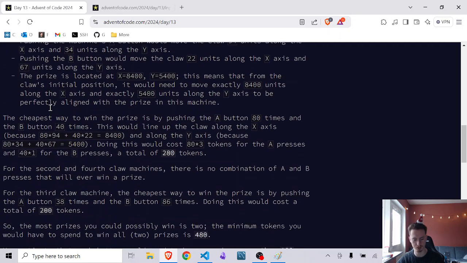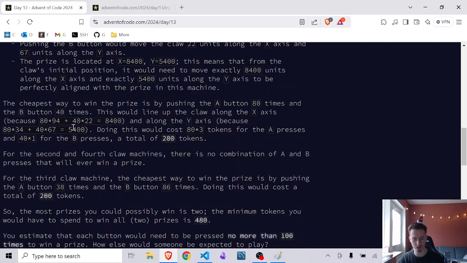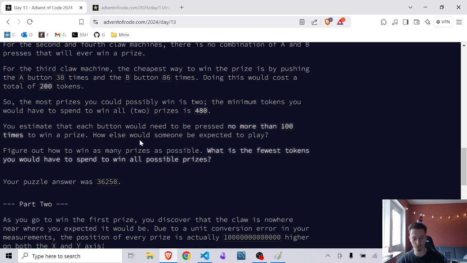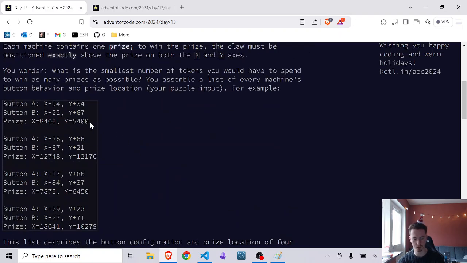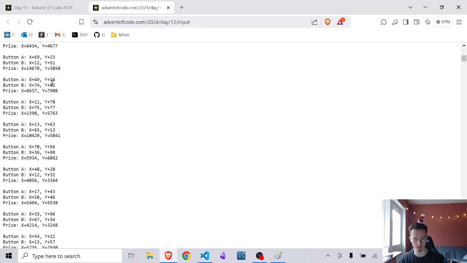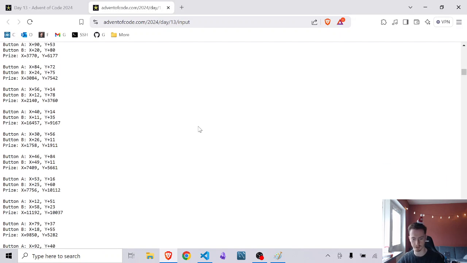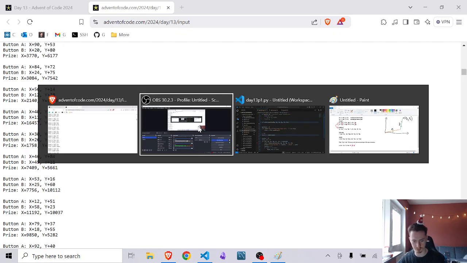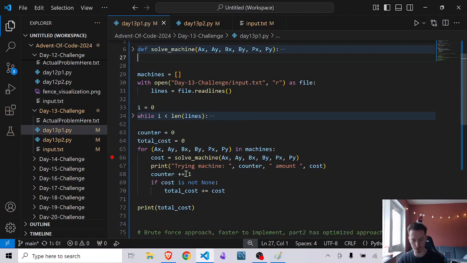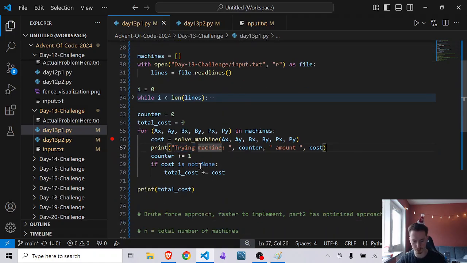There are some examples here and some calculations, and then we have to return how many tokens we've used in total, so not just for one machine. We can call this a machine. If we go to the puzzle input, we can see that this is how it looks, and there are 320 machines if I'm not wrong. I know that because when I was writing this, I wrote this, which says which machine it's trying, and the amount that it currently has.